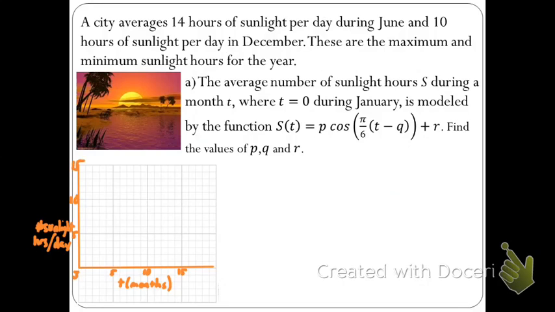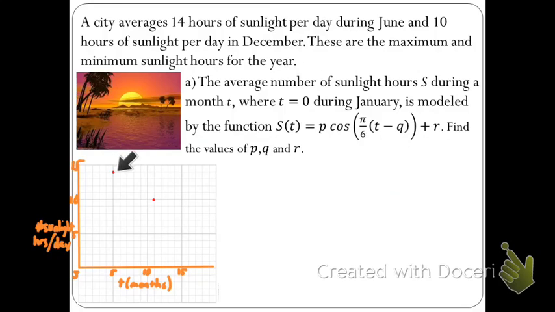All right. Now, in June, we're going to have 14 hours of sunlight. So January is 0, correct? And so here's February, March, April, May, June. Turns out to be 5 months after January. That's how that 5 is going to work out. And then 5 months after January, we know that there's going to be 14 hours of daylight. So let's plot the point 5, 14. And then in December, you only get 10 hours per day. Now December would be 11 months after January, correct? So we'll plot the point 11, 10 right there. And those are our maximum and minimum values, correct?